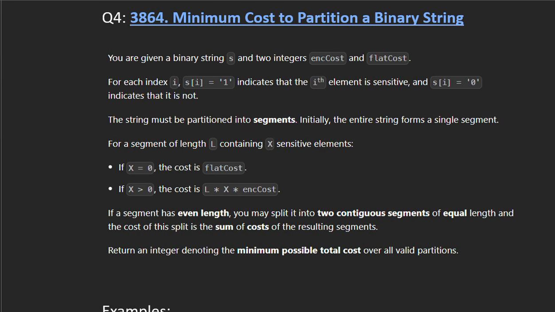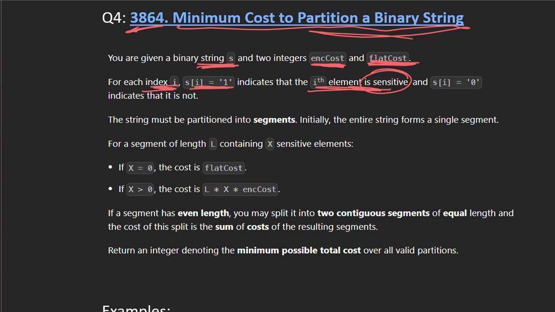So let's move to the last question, which is LeetCode 3864, minimum cost to partition a binary string. In this question we are given a binary string S, and two integers, enc cost and flat cost. For each index i, if s of i is equal to 1, that means the ith element is sensitive, and if s of i is equal to 0, that means it is not sensitive.